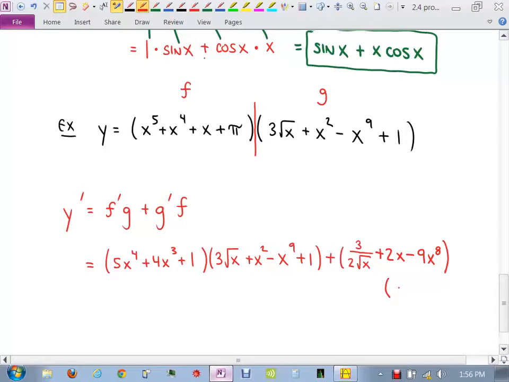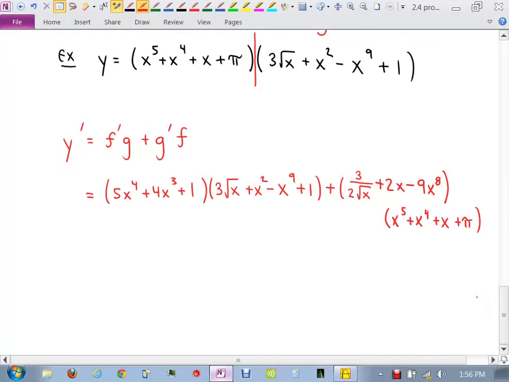I'm going to run out of room, so I'll put it below it. So f is just x to the 5th plus x to the 4th plus x plus pi. Now we're supposed to multiply that all out. I'm not going to. That's the derivative, though, right? Isn't it? Which is what we're just trying to focus on right now. Questions? Okay, let's try another one.